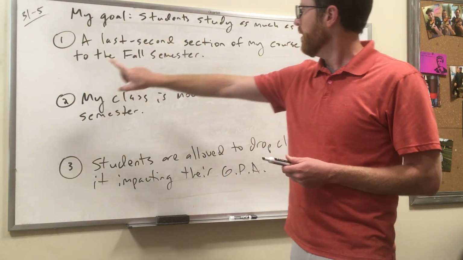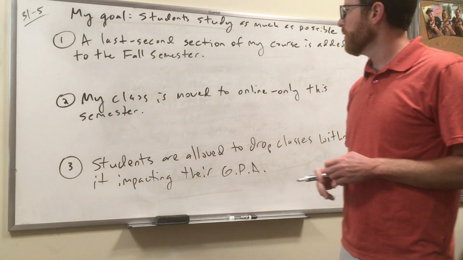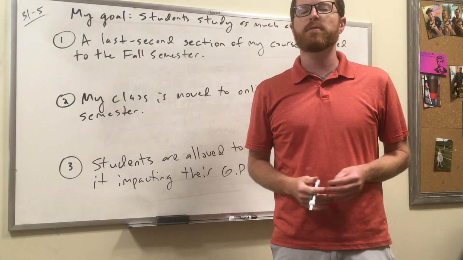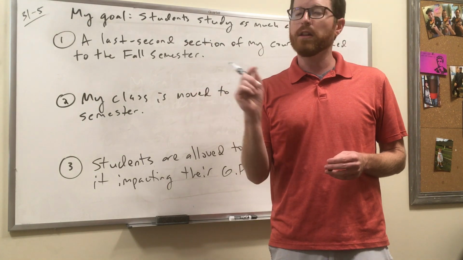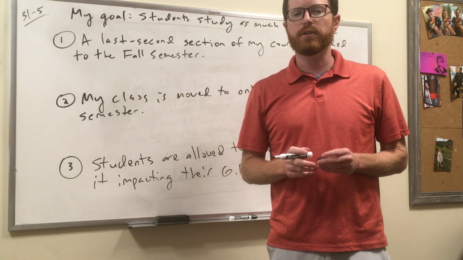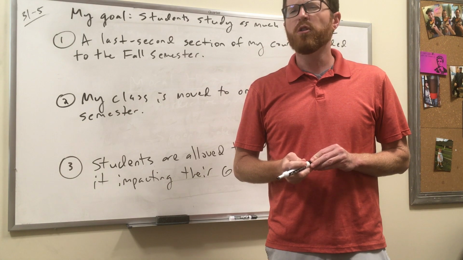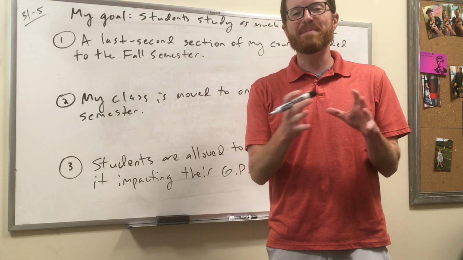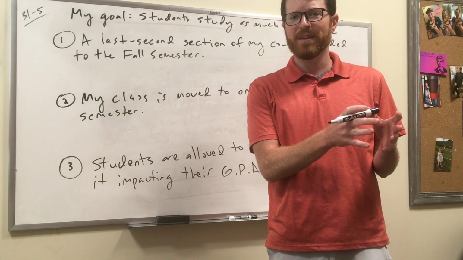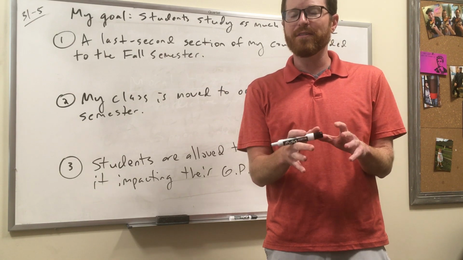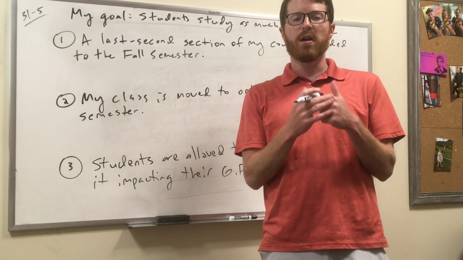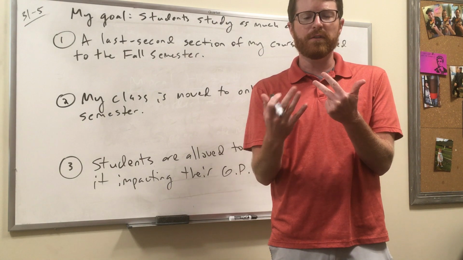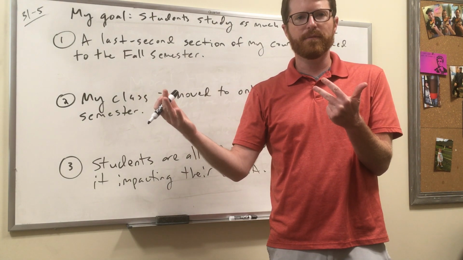Policy number 1: a last-second section of my course is added to the fall semester. Right now I'm slated to teach 2 sections of macro in the fall, and they decided at the last second to add 1 more section of macroeconomics. Who is going to decide to take that class, do you think? Let's think about who tends to sign up very early. People who sign up very early for classes are usually motivated and responsible. They're also stable, in the sense that they already know what classes they need.